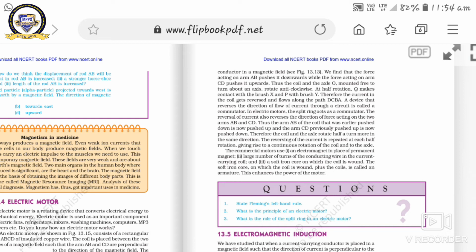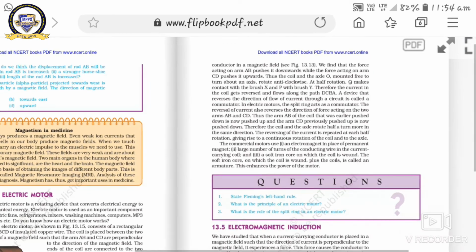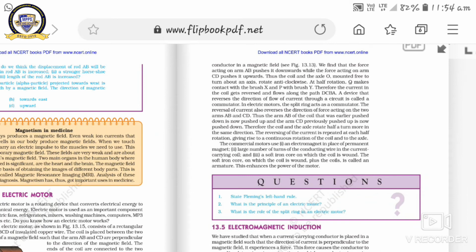A device that reverses the direction of the flow of current through a circuit is called a commutator. So here this is the question: what is a commutator? A commutator is the device that reverses the direction of flow of current through a circuit. Got it? In electric motors, the split ring acts as a commutator. In an electric motor, the split ring is the commutator.